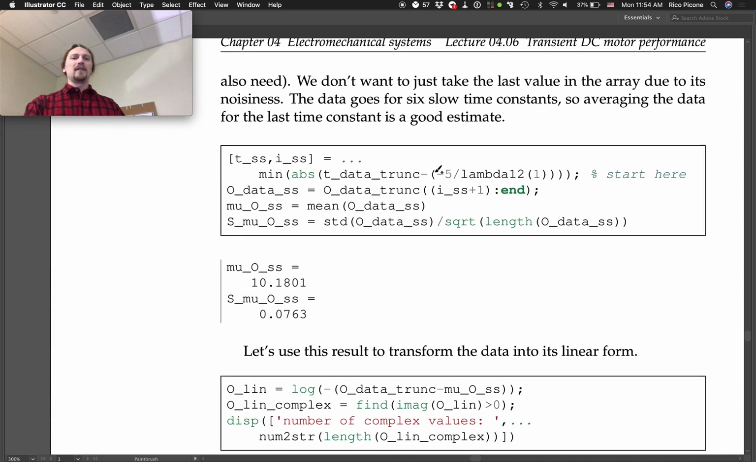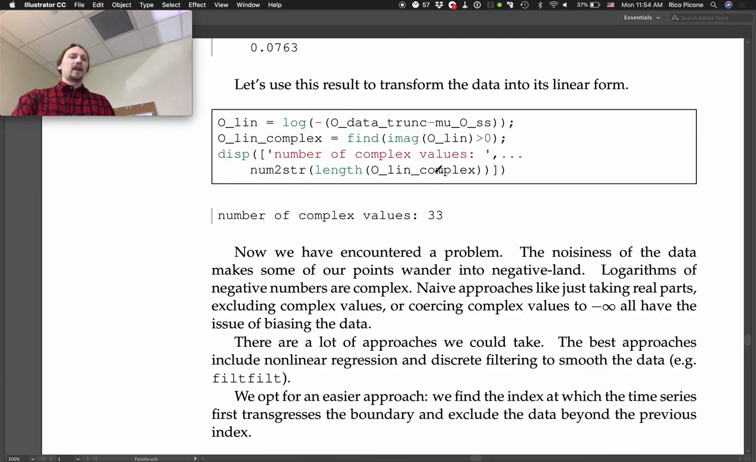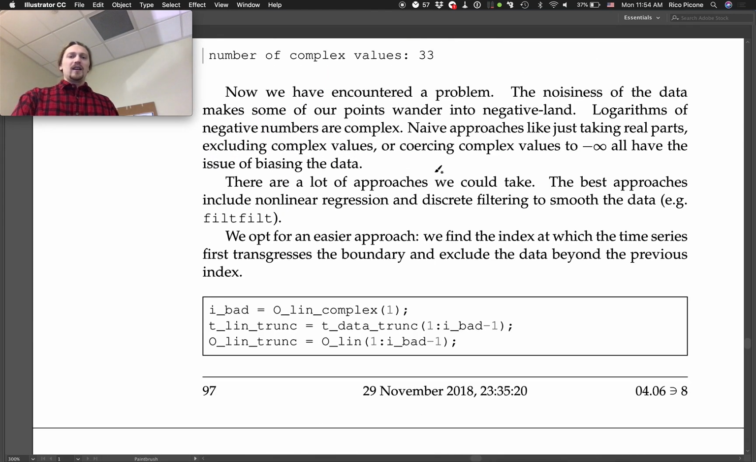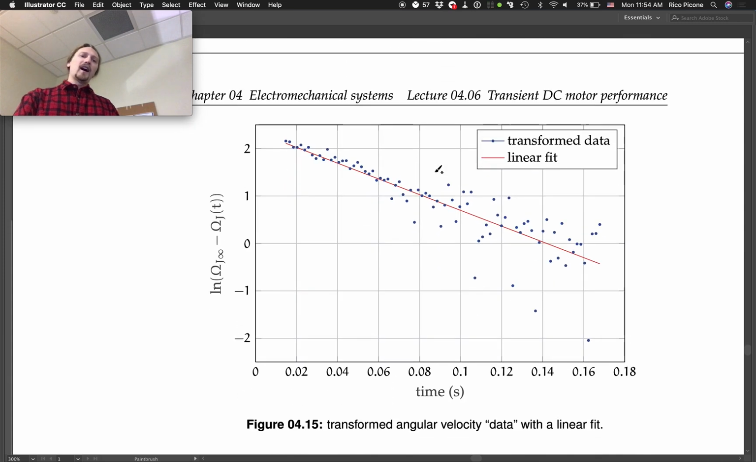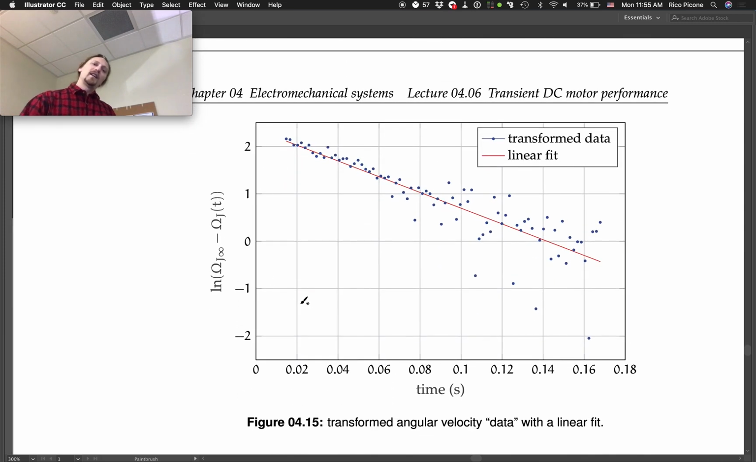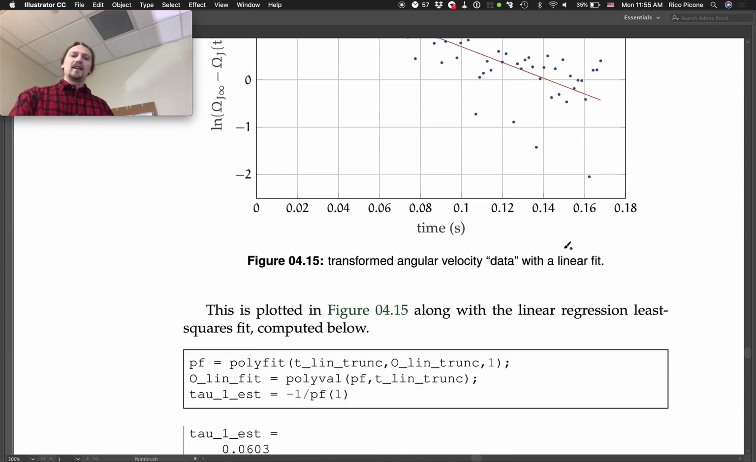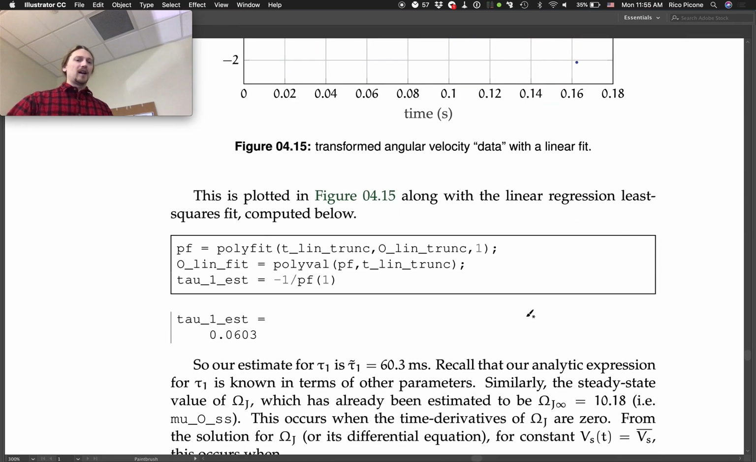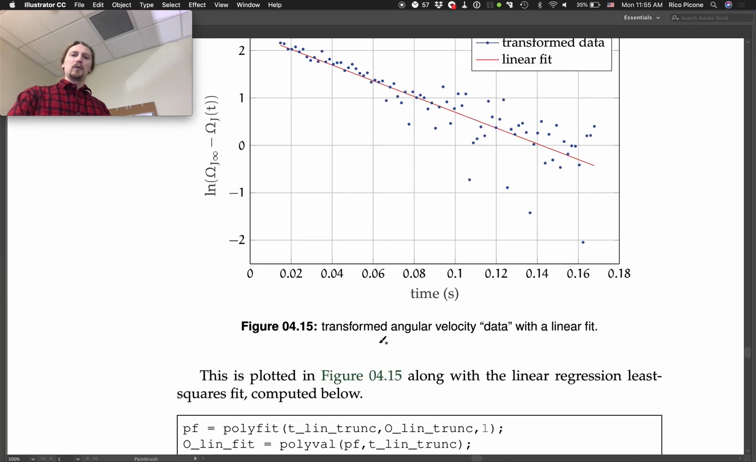And if that's hard for you to write the code, you can use my code. I don't care. And finally, I can then take the log of it. Then I get this nice linear fit of the transformed data, and I take the slope of the linear fit. -1 over the slope of the linear fit is my estimate of the dominant time constant, and it came out to be 0.0603, which is really close to what the original one was that we started with, right?